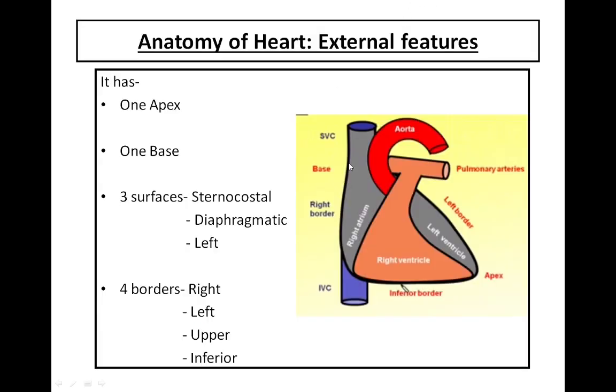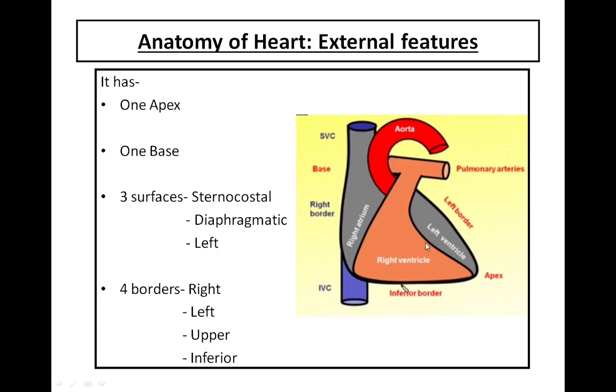Now come to what things are present externally, what are the structures or landmarks. So it has one apex. This is the apex, then one base. As it is a pyramid or cone, opposite to the apex there is a base. We cannot see the base here because we are looking from the front side, the anterior view. So it lies posteriorly, just behind these structures. There we have the base.